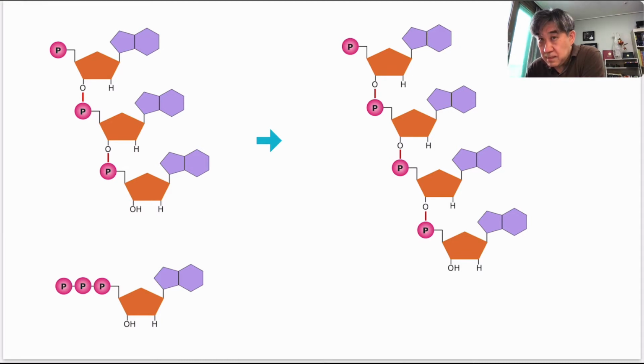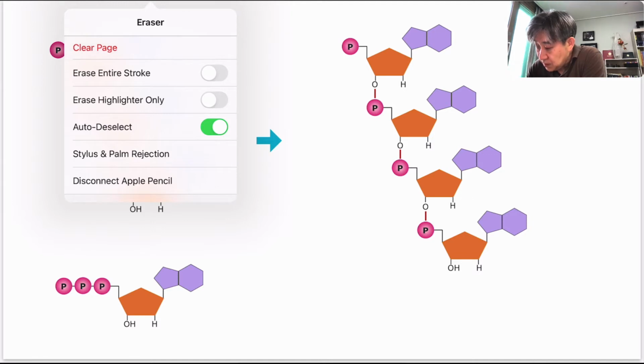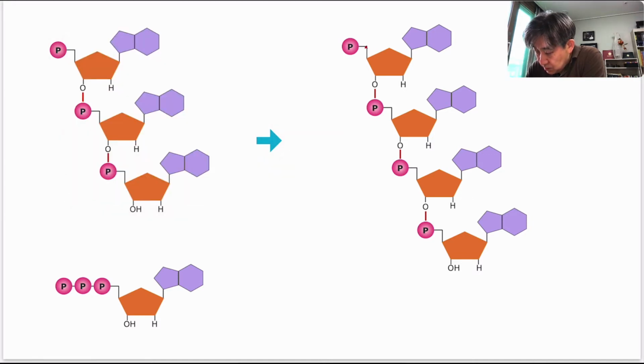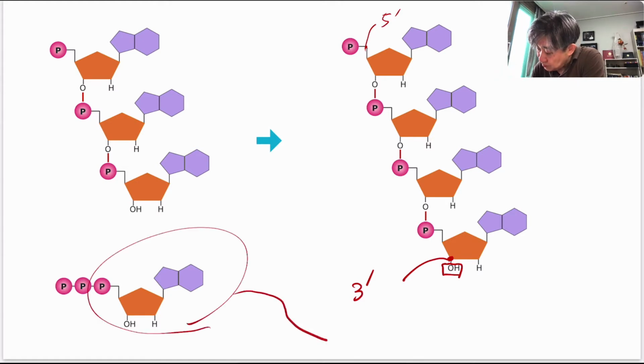So the bottom line of this information is the number 1 nucleotide, you will always have this phosphate group, but what is this phosphate group? This is carbon number 5 prime. And the last nucleotide, you still have this number 3 prime carbon. There is OH, the hydroxyl group available, to which another new nucleotide can be added, right?